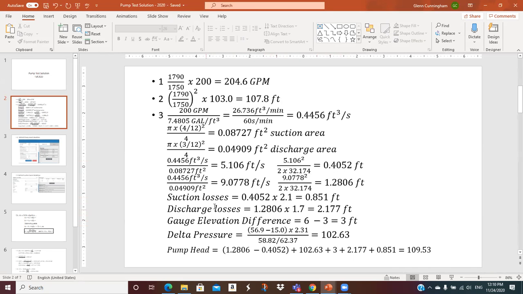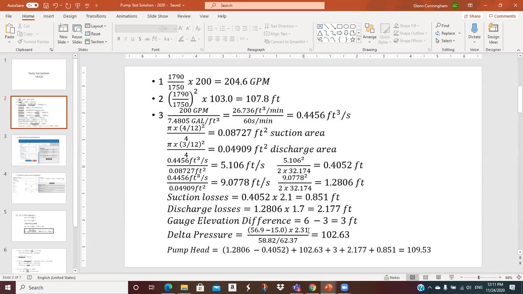And then for the suction side losses, we take the velocity head, K times V squared over 2g, so that's 0.4052 times 2.1, 0.851 feet of head loss on the suction side between the gauge and the pump suction. On the discharge side, it's that velocity head 0.2806 times 1.7, so 2.177 feet. So those are frictional losses that we have to take into consideration.